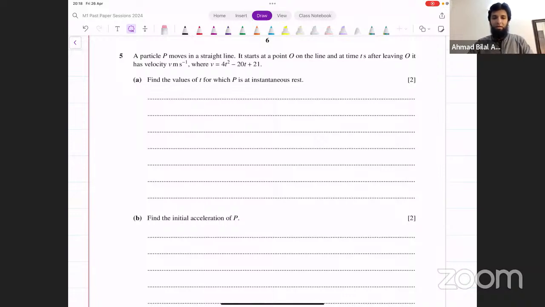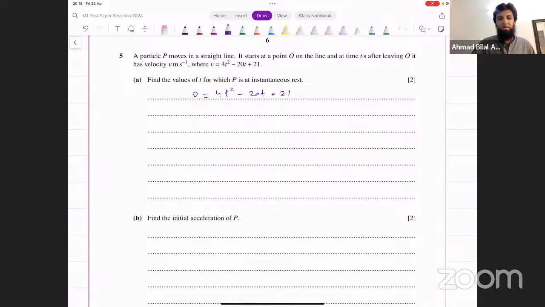All right. Okay, let's start with this. A particle P moves in a straight line. It starts at a point O on the line, and at time t seconds after leaving O, it has velocity v meters per second, where v equals this. Find the values of t for which P is at instantaneous rest. Rest means velocity is 0. You put velocity equal to 0 there, and that gives you 0 equals 4t squared minus 20t plus 21. Solve this quadratic equation and you'll get the result.